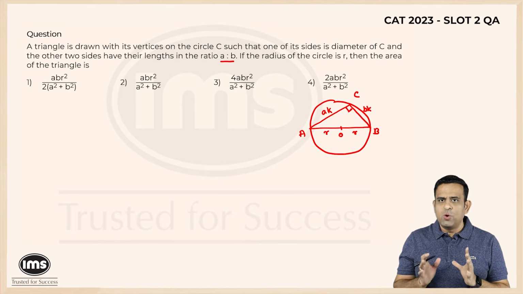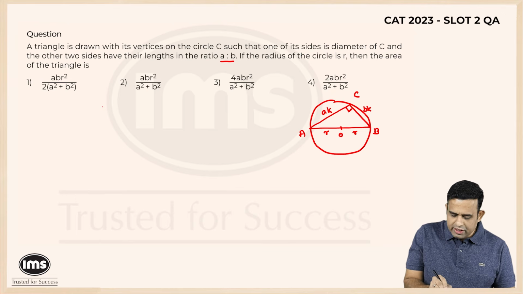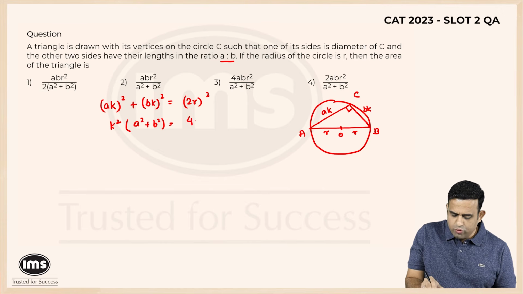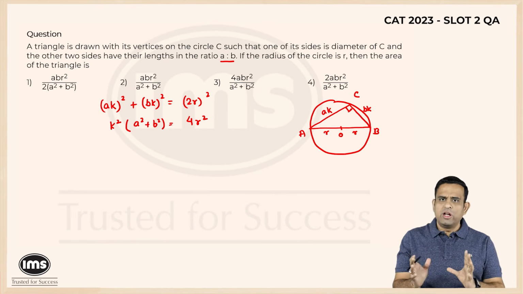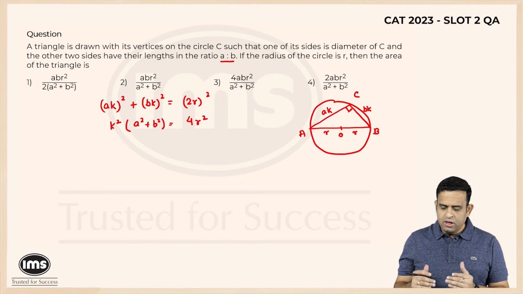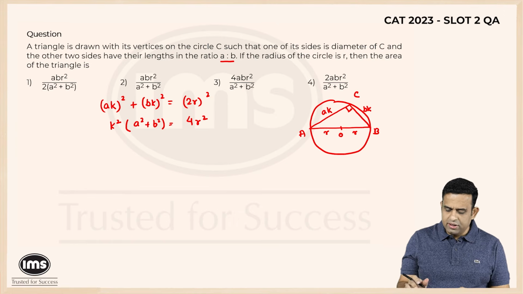So if I first apply the Pythagoras theorem, you will get AK squared plus BK squared equals the diameter squared, which is (2R) squared. So we are getting K squared, I can take common, times A squared plus B squared equals 4R squared. So we have got one sort of relation between A, B, R and K over here. What is the objective? The objective for us is to find out how much is the area for this particular triangle.